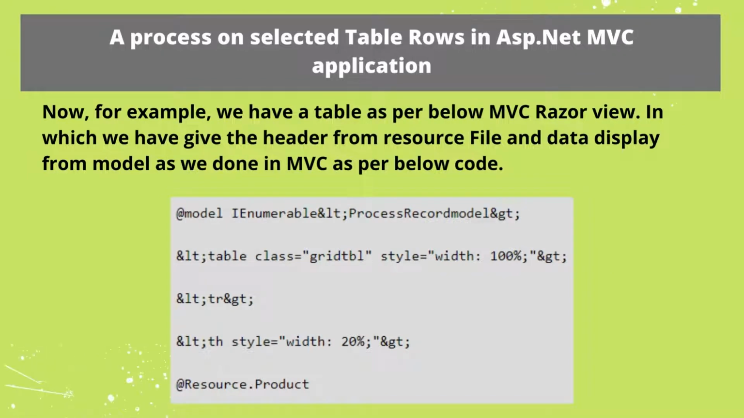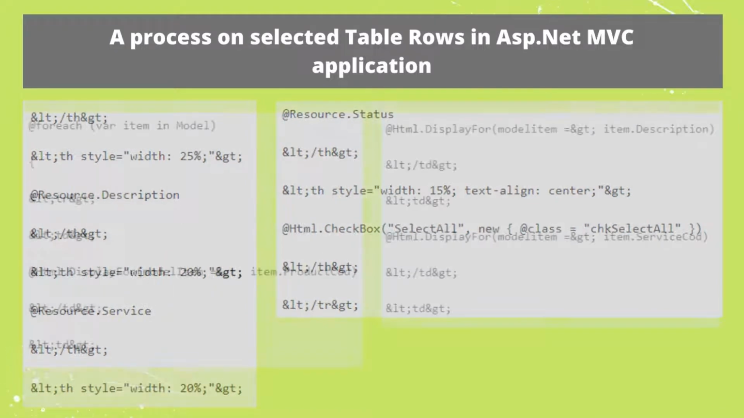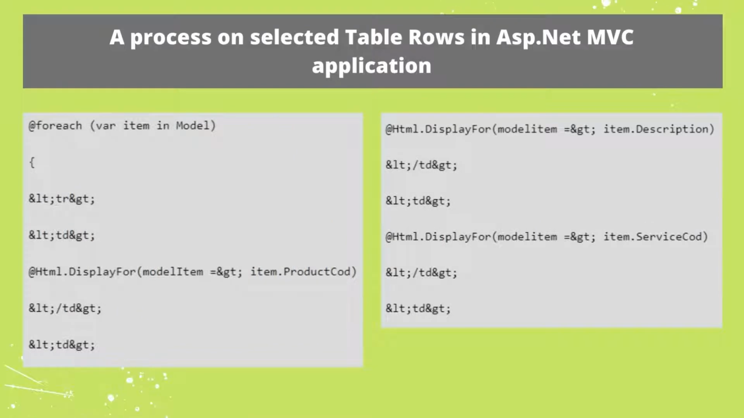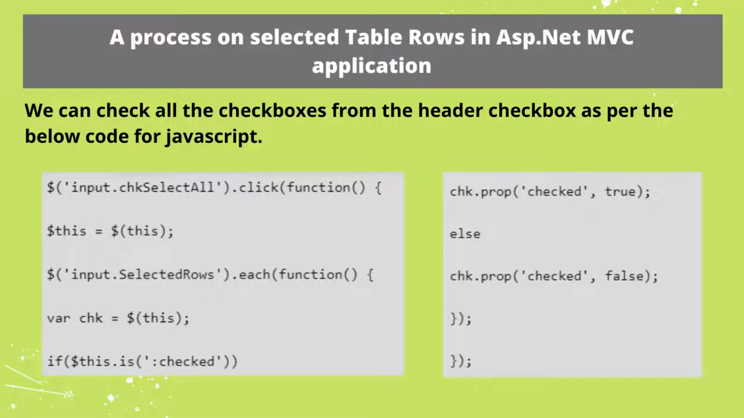Now, for example, we have a table as per the below MVC Razor view, in which we give the header from a resource file and display data from the model as we do in MVC, as per the below code. As per the above code, we got the records in the grid as per the below screenshot. Now from the above list we can select single or multiple rows. We can check all the checkboxes from the header checkbox as per the below code for JavaScript.